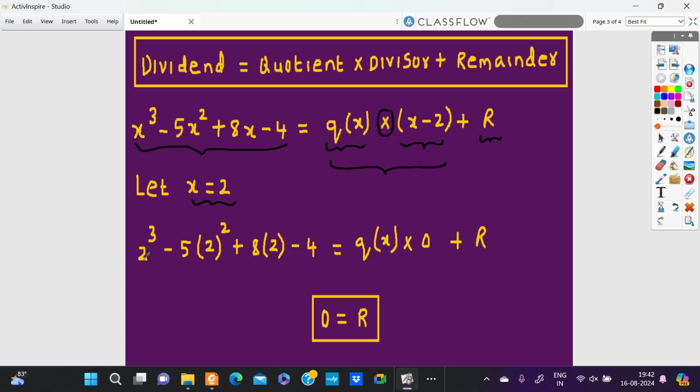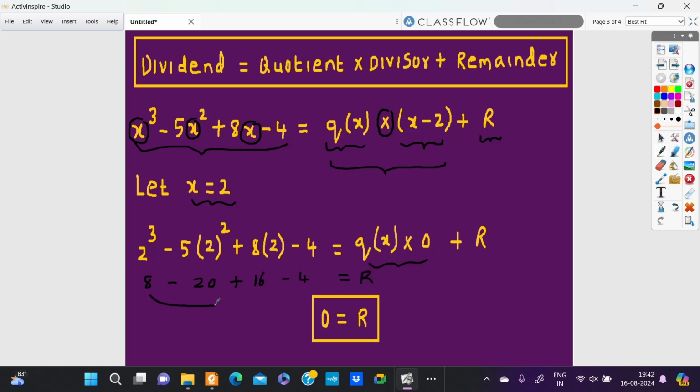So therefore I have 2 cubed minus 5 times 2 squared plus 8 times 2 minus 4, which is 8, minus 5 times 4 is 20, plus 8 times 2 is 16, minus 4. On the right hand side, this becomes 0, and I just have r, right?